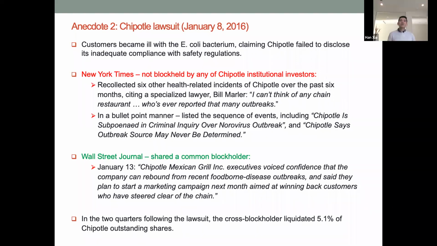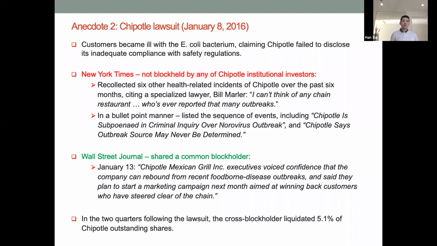So in that case, I think it's really interesting if we move that example to the Wall Street Journal. Chipotle has a competitor, McDonald's, and this original cross-holder between the Wall Street Journal and Chipotle may inflate the tone to a lesser extent because McDonald's does not want that.